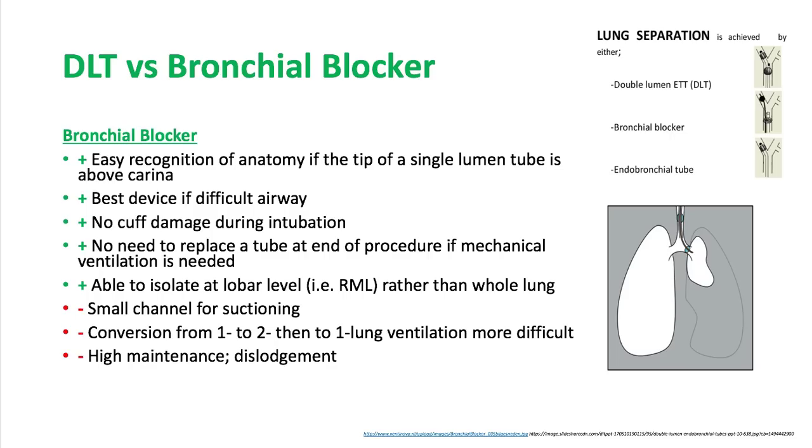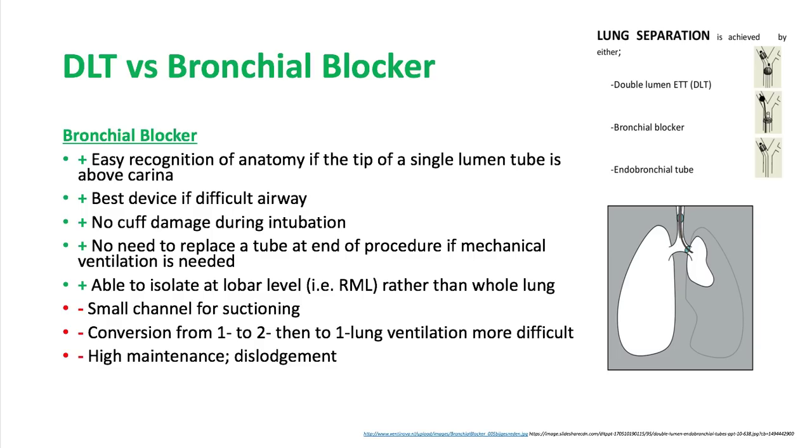With a double lumen tube, sometimes we put it down too far and we get mistaken about what's the right middle lobe versus the carina, and it's hard to position sometimes. So it's a little bit easier to recognize the anatomy. Best device if you have a difficult airway. Think about that.